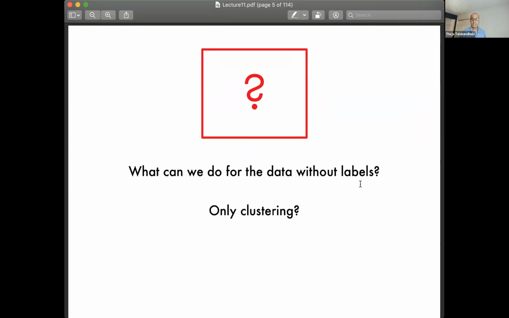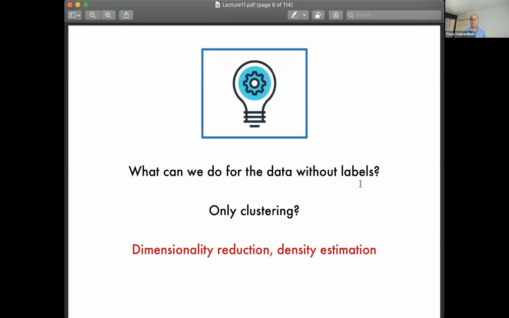Last time we saw k-means. So the question is, what else can we do with our data which doesn't have labels? We saw clustering last time, and today we'll look at two other things that you can do with data which doesn't have labels. One is dimensionality reduction, and the second one is density estimation. The techniques we'll see in each bucket, we'll talk about in a second.